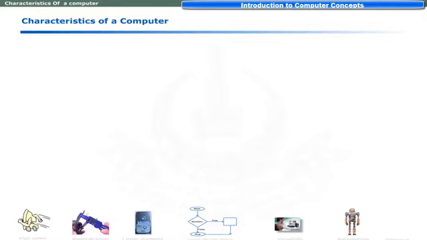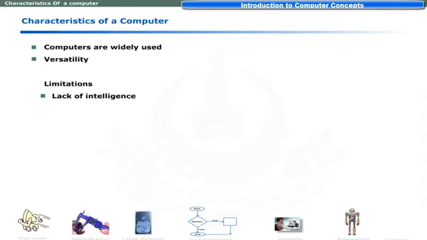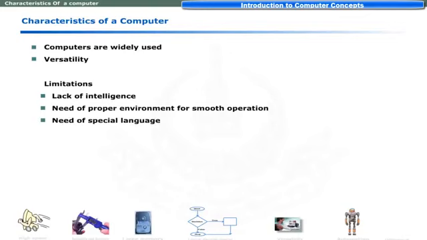Dear learners, although computers are widely used due to their versatility, computers have certain limitations. Some limitations of computers are lack of intelligence, need of proper environment for smooth operation, and need of special language.